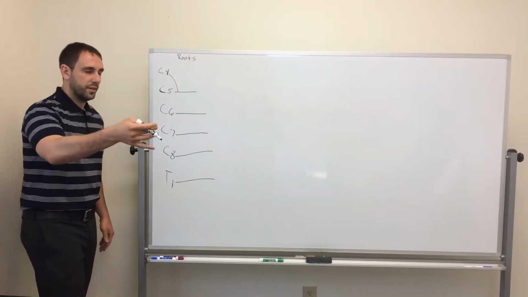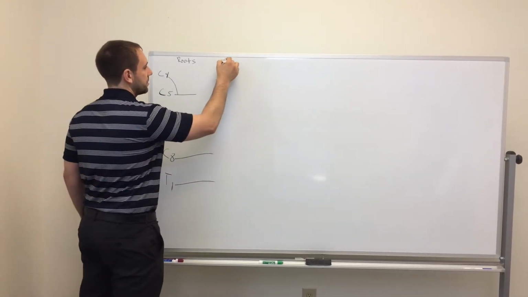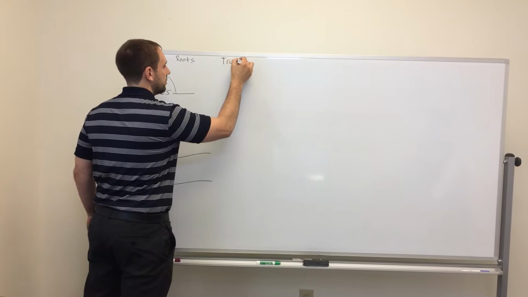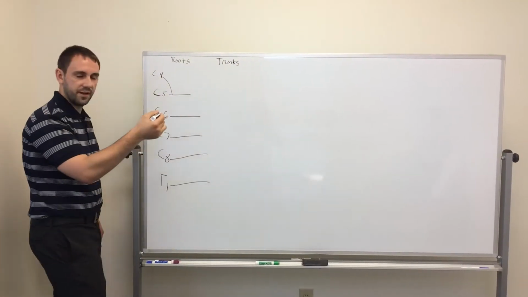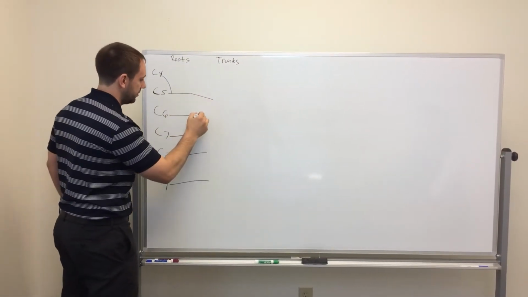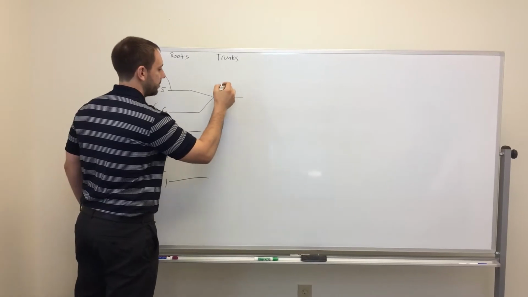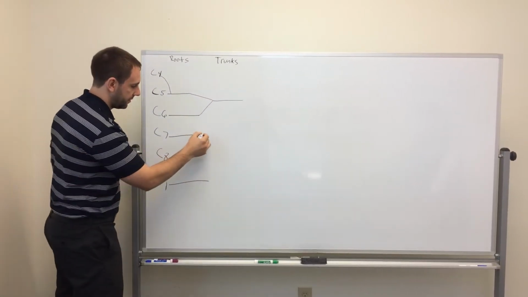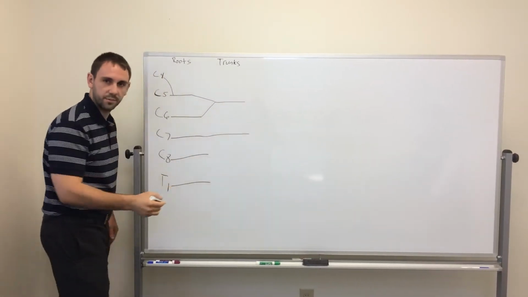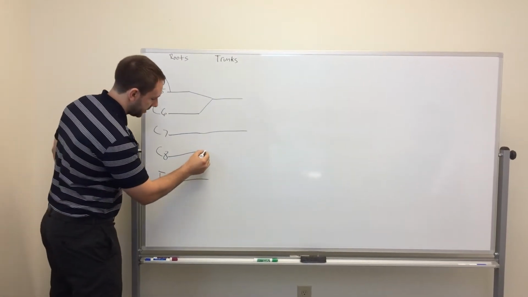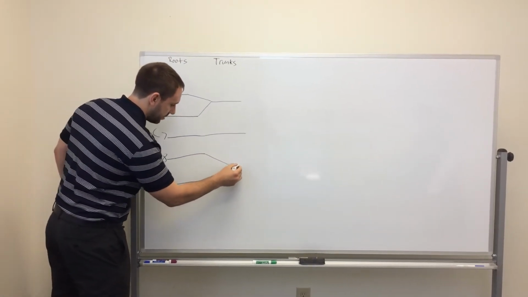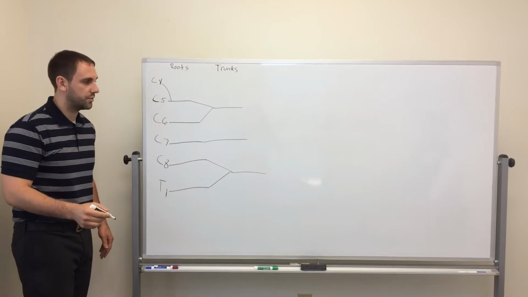From the roots, the brachial plexus forms trunks. The C5 and C6 roots form together as the upper trunk. The C7 root continues as the middle trunk. The C8 and T1 roots come together as the lower trunk or inferior trunk.